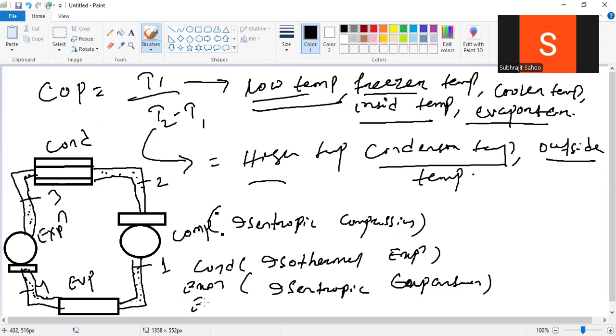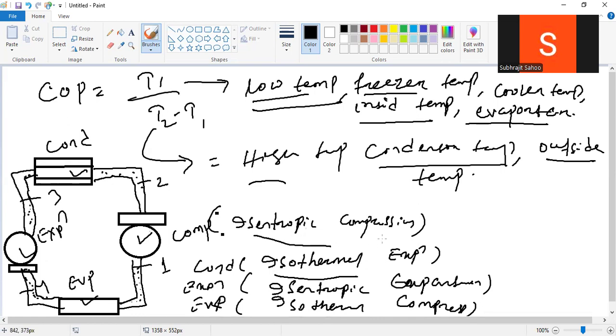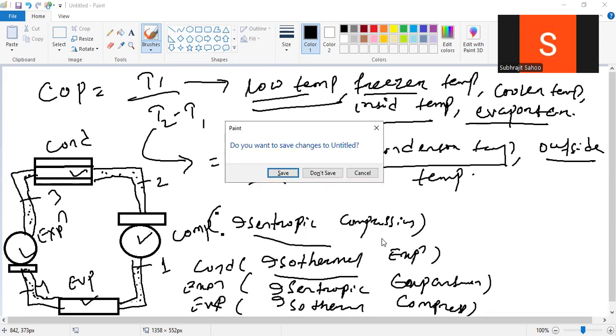And the last one is the evaporator. Which process is happening here? Isothermal, which one? Isothermal compression process. Right? These are the several processes performed in these 4 devices: compressor, condenser, expansion device, and evaporator. Let me give you some clarity on this. What is isothermal? And what are isentropic compression and expansion? Let me give you some explanation on that also. Observe. Very interesting, that is also.